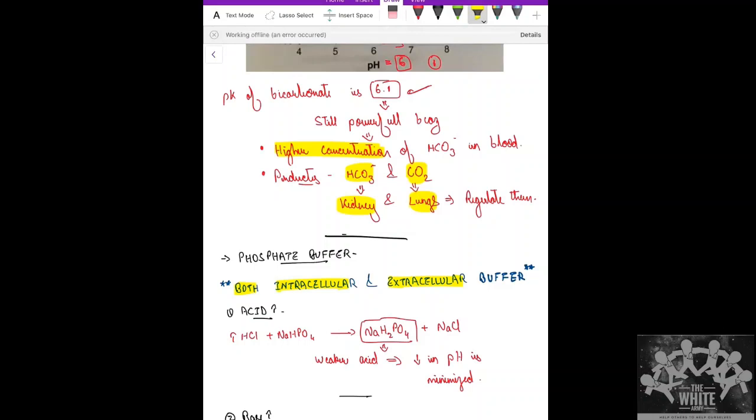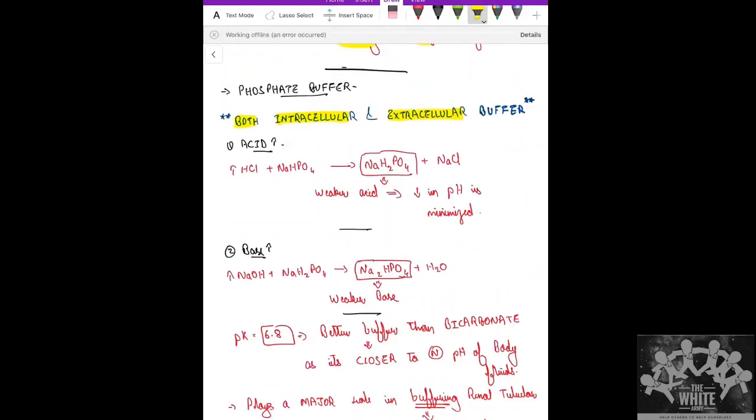That is why in the blood, though the pK is very low, 6.1, and the gap is huge, 6.1 to 7.4, still we can call it a much more powerful buffer than phosphate. These are the reasons. Second, coming to phosphate buffer.